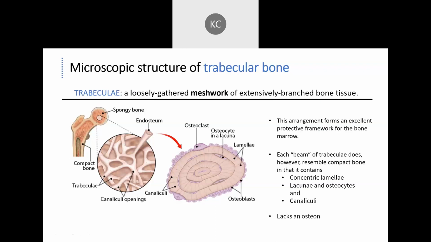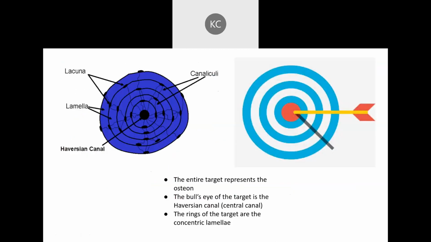Okay. You have lots of the same things. You have osteocytes and you have canaliculi and lacunae and lamellae, lots of the same things, but it's not organized into the same structure as compact bone. So, in other words, it's not organized into an osteon, right? You don't have that central canal that you see associated with your osteon that we saw here.